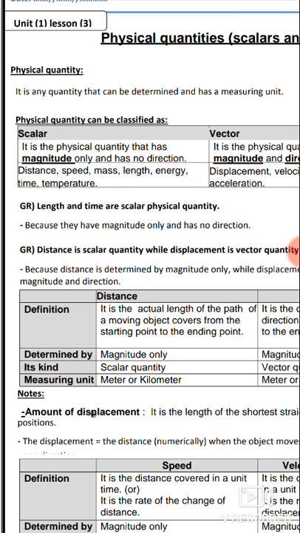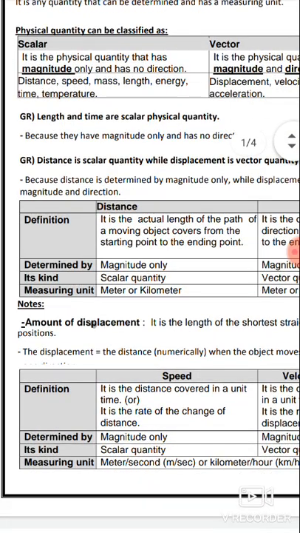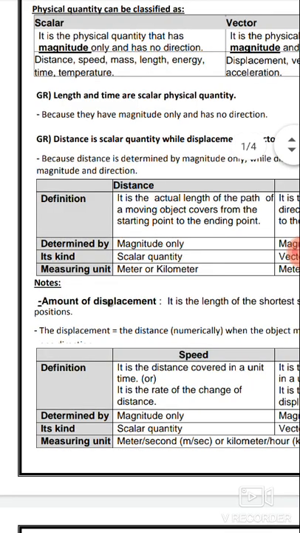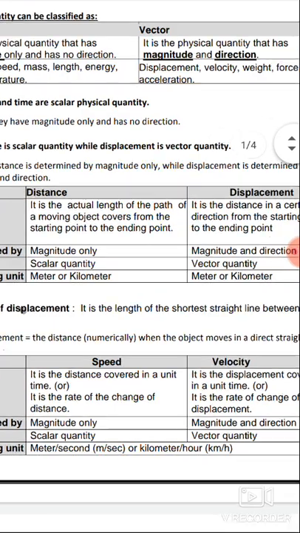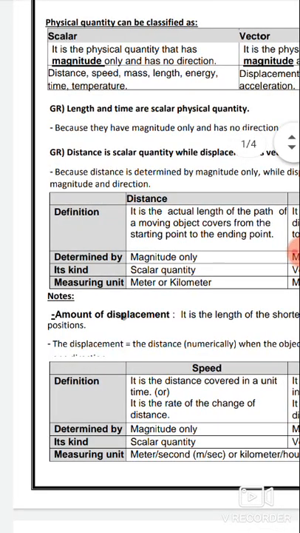In give reason questions, give reason number one: Length and time are scalar physical quantities. The answer: because they have magnitude and have no direction. Give reason number two: Distance is a scalar quantity while displacement is a vector quantity. The answer: because distance is determined by magnitude only, while displacement is determined by magnitude and direction.